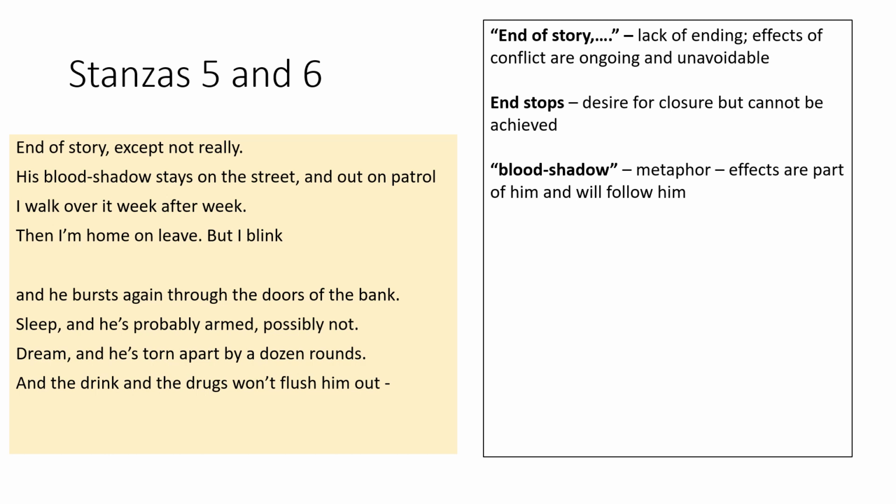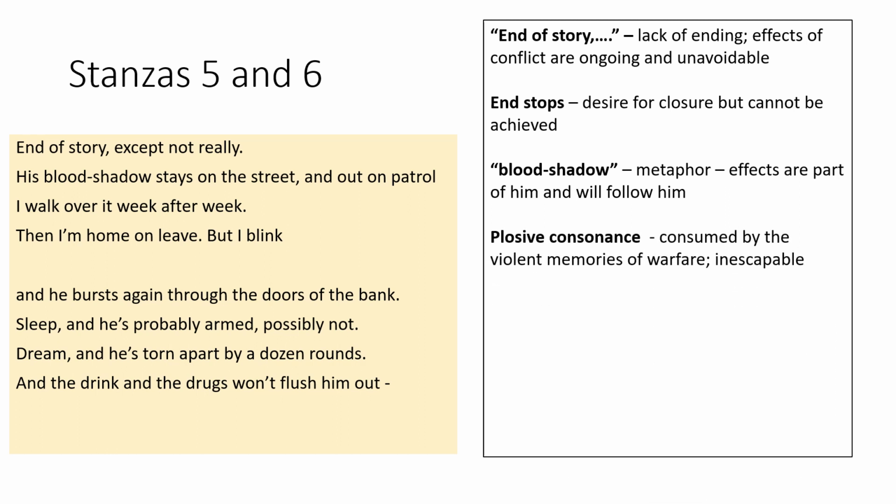He says, "his blood shadow stays on the street." It's a great metaphor to really describe and emphasize the effects of conflict. The effects have become part of him and will follow him. They have redefined him. Just as in Poppies the woman is redefined by conflict, so the soldier here is redefined. The plosive consonants again, particularly with "but I blink and he bursts again through the doors of the bank," the plosive B sound there. This is a soldier who is consumed by the violent memories of warfare.